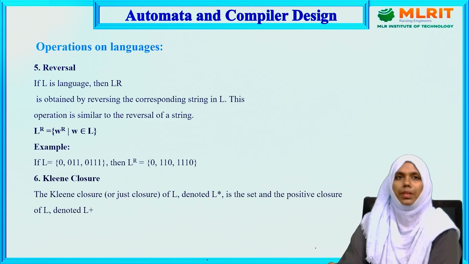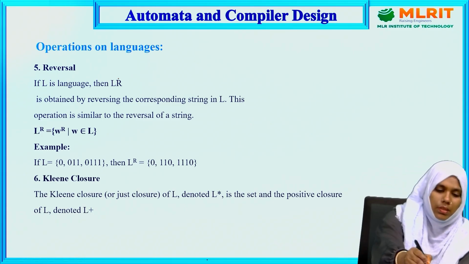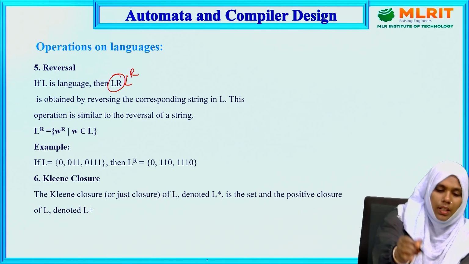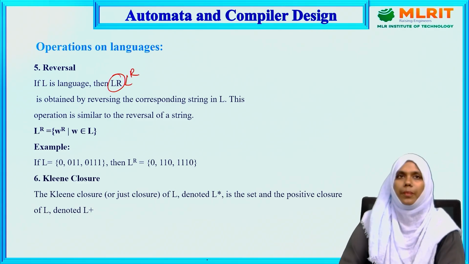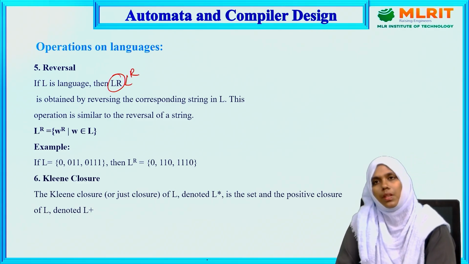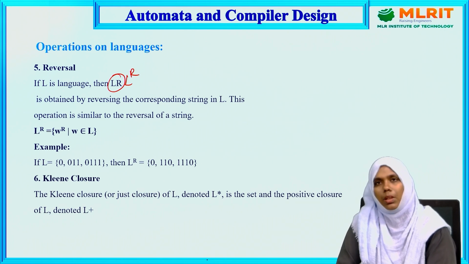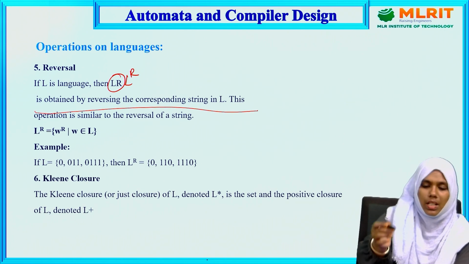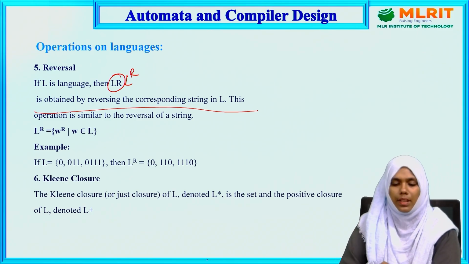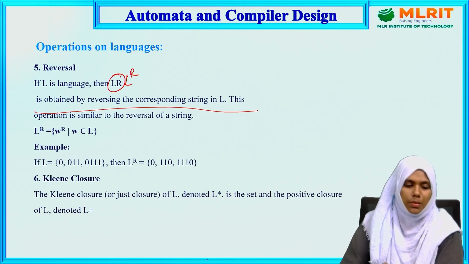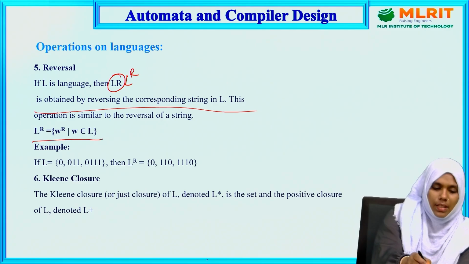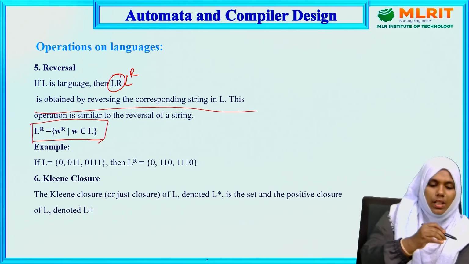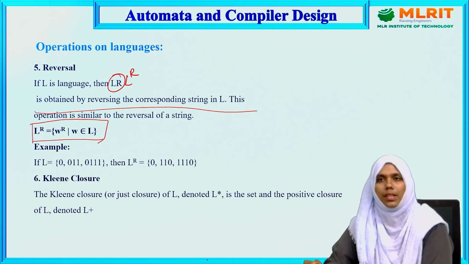Now the next one, the fifth, reversal. Reversal is nothing but the reverse of the language, L power R. If L is the language, the reverse of the language is L power R. It is obtained by reversing the corresponding strings present in the language. It can also be written as L power R equal to W power R, where W belongs to the language.